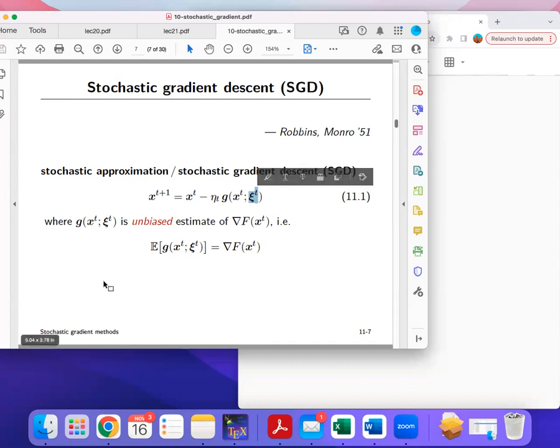And in particular, we assume that there are many schemes that can guarantee that such a stochastic gradient, although it is not exactly the full gradient, in expectation is unbiased. The expectation of this stochastic gradient is exactly the full gradient of the original expected loss.